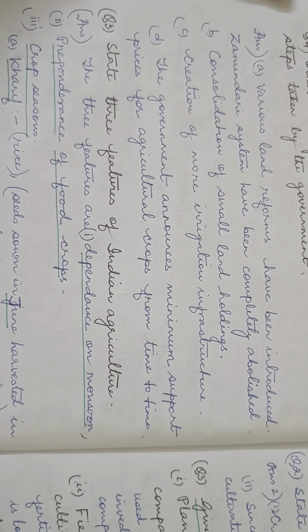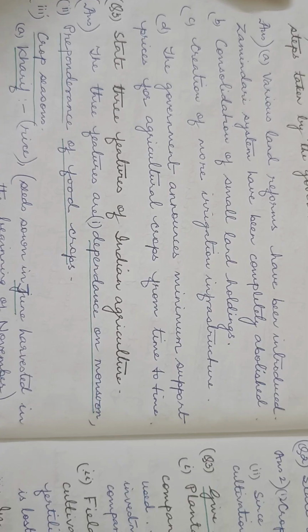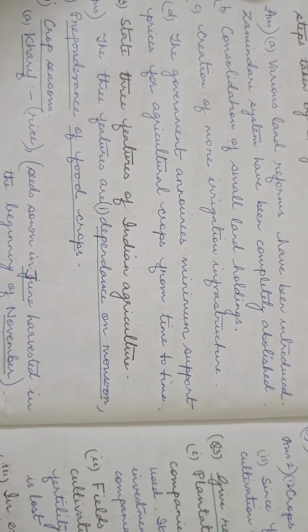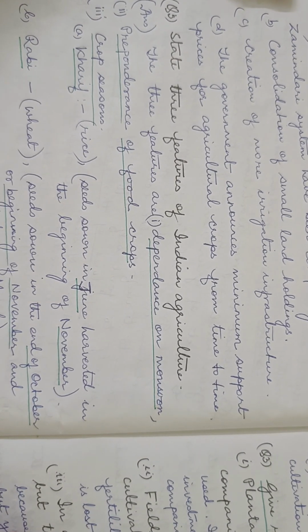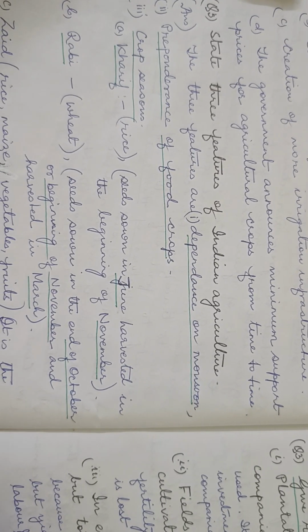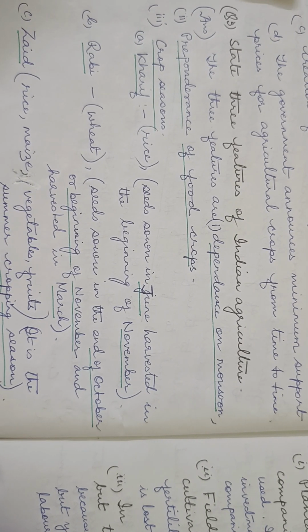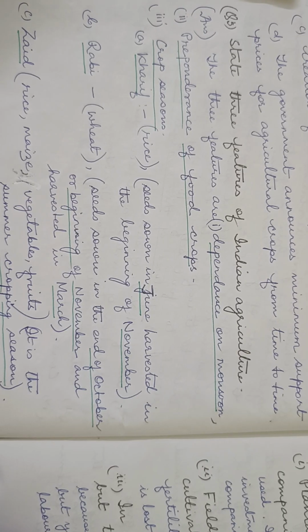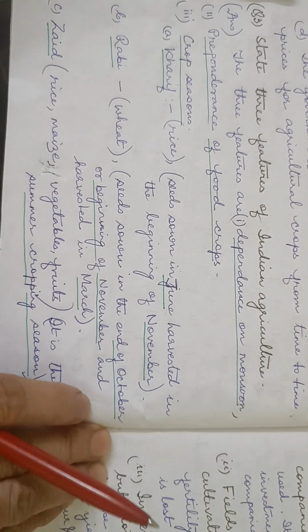We have got three crop seasons: Kharif, a very good example is rice. Kharif crops are sown in June and harvested in the beginning of November. Another crop season, Rabi, a very good example, wheat. Here the seeds are sown at the end of October or beginning of November and harvested in March. Third crop season is Zaid. Here crops grown are rice, maize, vegetables, fruits. It is the summer cropping season.